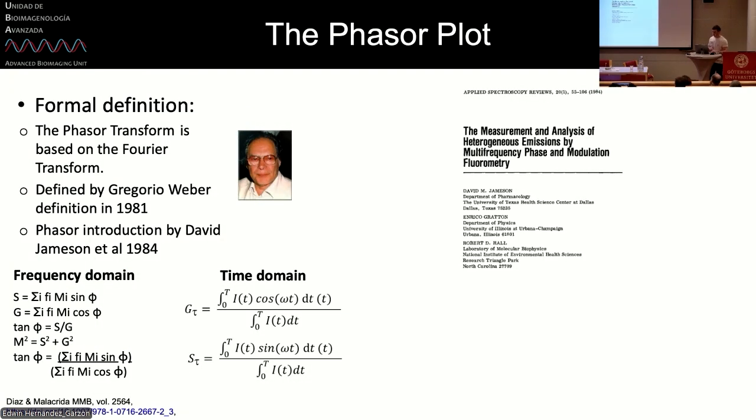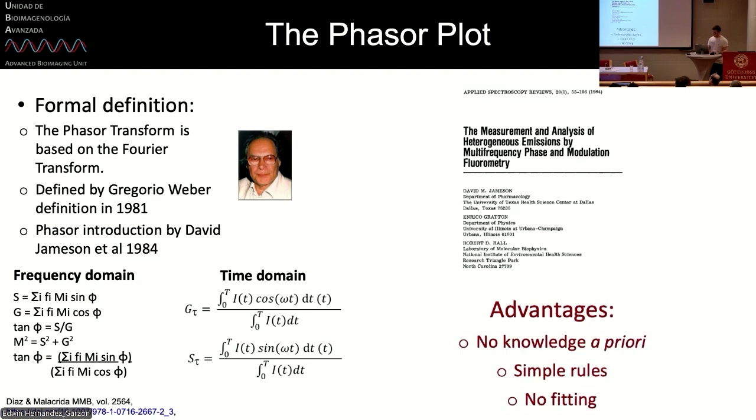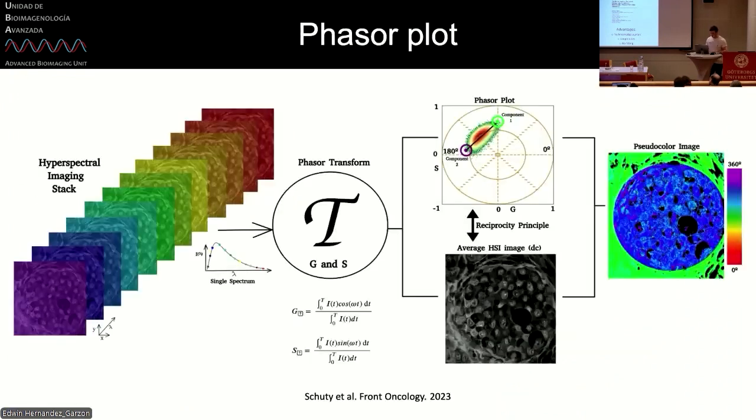So a little of the story of the Phasor plot: it was defined by Gregorio Weber in 1981 and later introduced mathematically by David Jameson for frequency domain and time domain in FLIM. The advantage they showed that it has over intensity or other methods is that you don't need knowledge a priori. It has some simple rules to understand that I will go through, and you don't need fitting. I mean, you don't need a model to do the fitting.